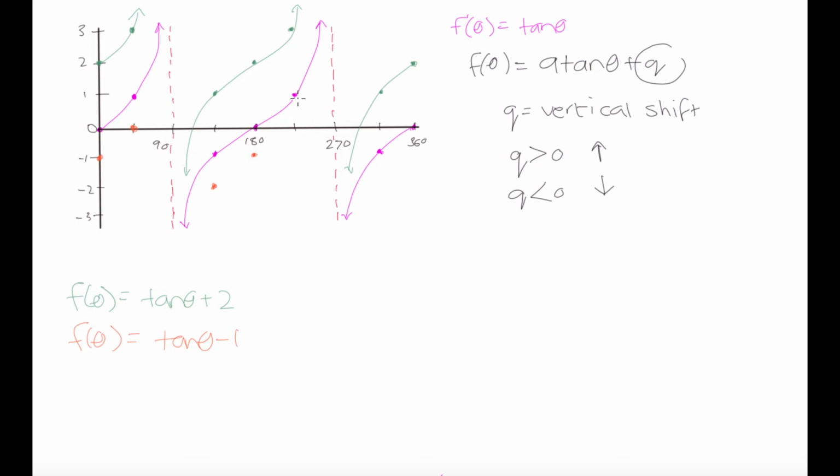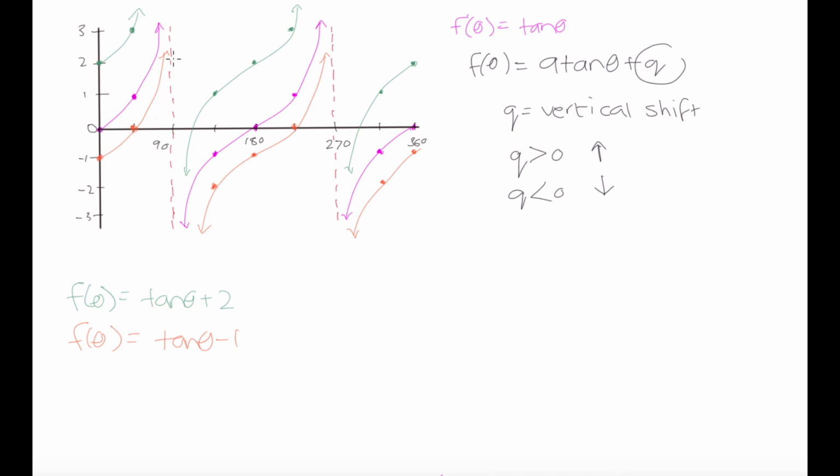And where we normally had a value of 1, now we're going to have a value of 0 because 1 minus 1 is equal to 0. So that's going to become a point over there. And we're going to see the same thing over here. So where we had a value of -1, we're going to have a value of -2. And where we had a value of 0, we're going to have a value of -1. So we can see here in this case, we have the same shape graph. All we have done is shift everything downwards by 1 unit.